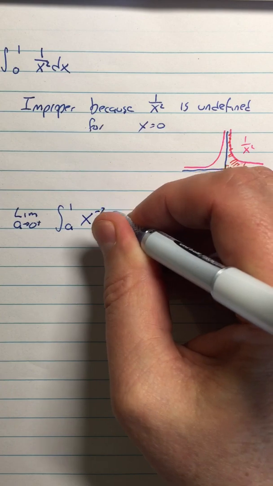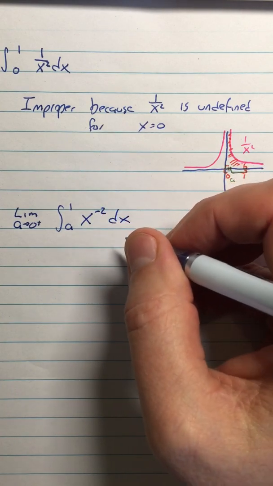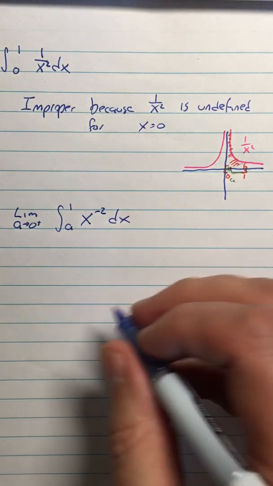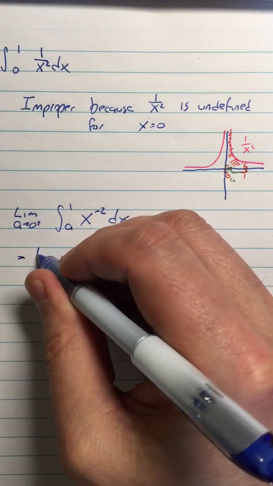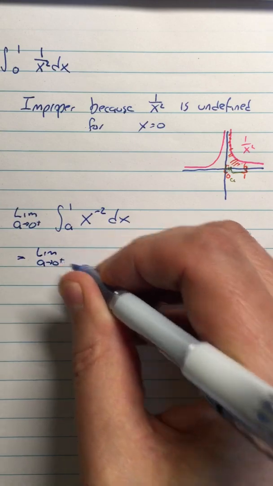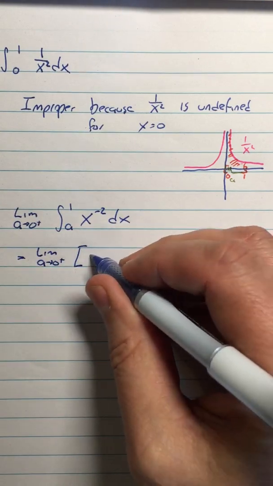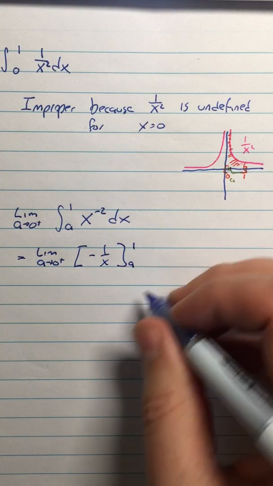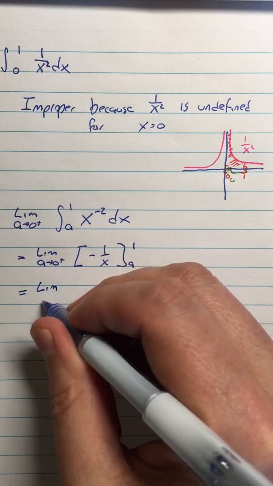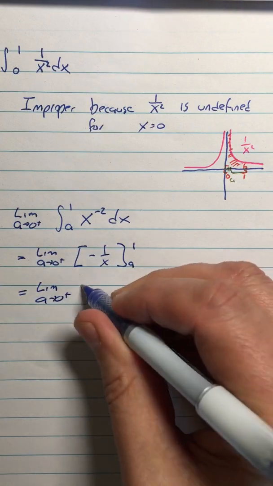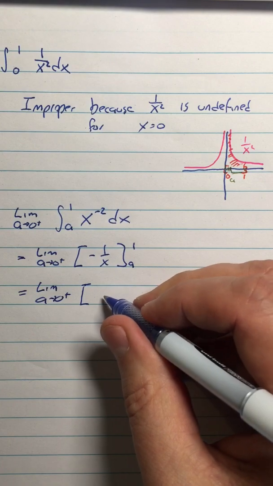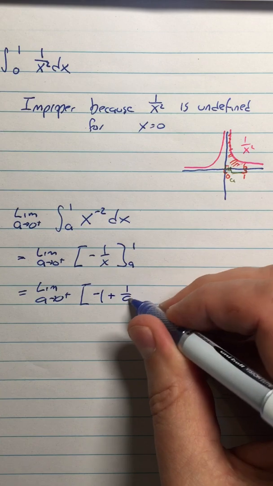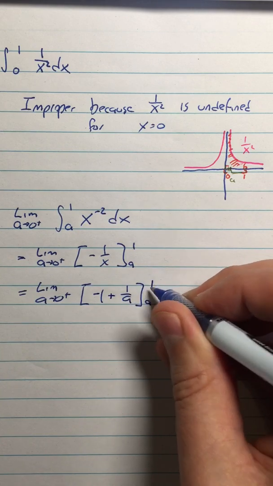of, let's go ahead and write that as x to the -2 dx, so we can do the antiderivative, but that antiderivative is easy enough to get. It's going to be, I'll keep the limit as I do the antiderivative, -1 over x from a to 1. So that equals the limit as a approaches 0 from the right of, and we go ahead and plug in our limits. So we're going to have -1 minus -1 over a, so we'll make it plus 1 over a.